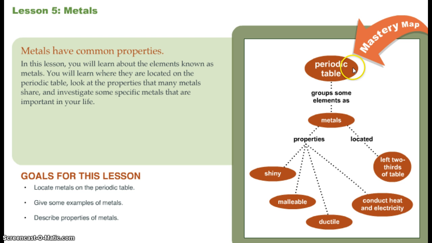So the periodic table groups some elements as metals. Do you remember the other two groups? Nonmetals and metalloids. So we're going to look specifically at metals, which are located in the left 2/3 of the table. So the left of the periodic table, the middle, and the bottom. And the properties of metals are shiny, malleable, ductile, and conduct heat and electricity.